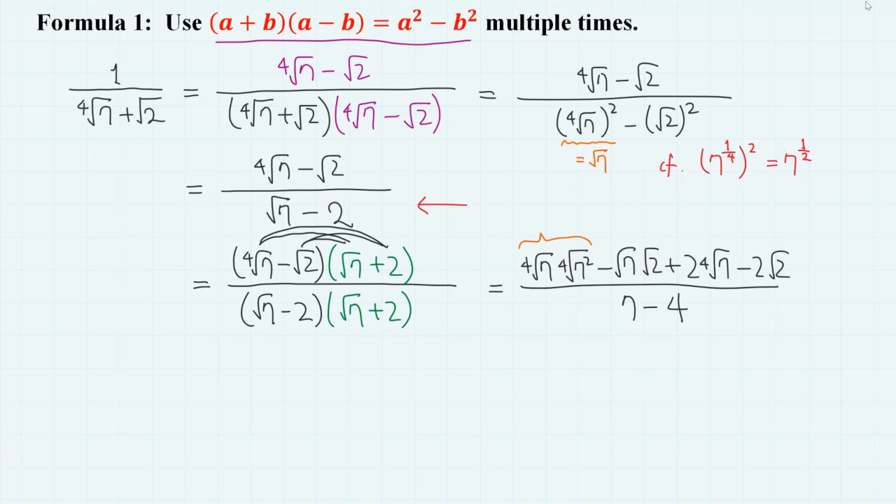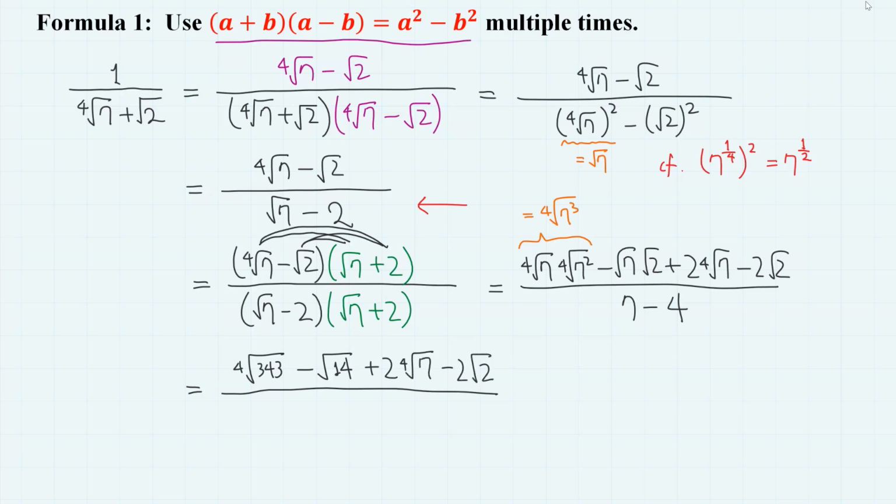And this part equals 4th root of 7 cubed, which equals 4th root of 343. So we have this minus square root of 14 plus 2 times 4th root of 7 minus 2 square root of 2 divided by 3.